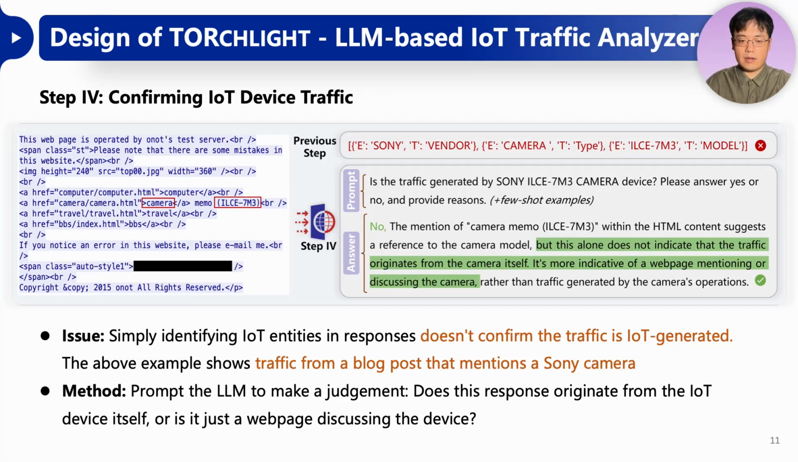Even so, identifying IoT entities in responses doesn't confirm the traffic is IoT generated. The above example shows traffic from a blog post that mentions a Sony camera. Our earlier step would identify the device vendor and model, but we can see this is a blog post. It's not IoT generated content. So in this step, we prompt the LLM to make a judgment: does this response originate from an IoT device itself, or is it just a web page discussing the device?